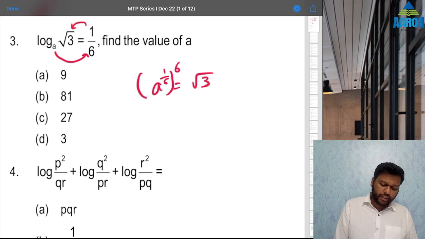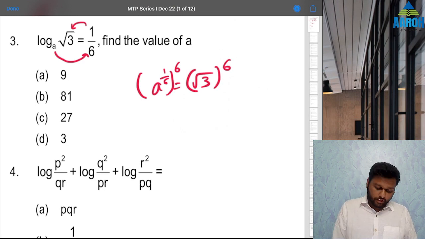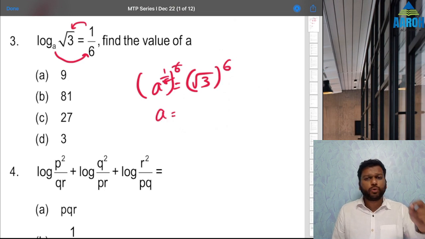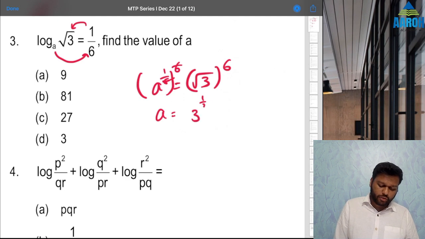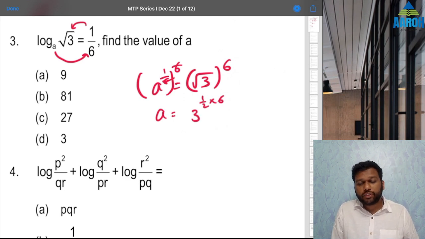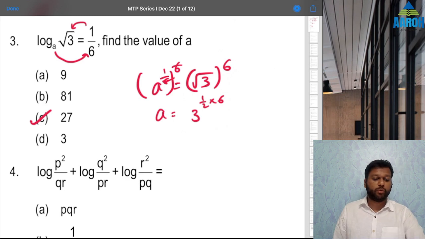If you know this, then we can just raise it by 6 on both sides. So the 6 will be cancelled. A will be equal to root 3 raised to 6. Root 3 is 3 raised to half, into 6. Half into 6 is 3. 3 cube is 27, option C.